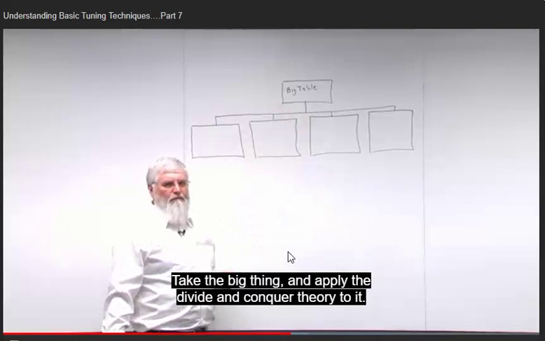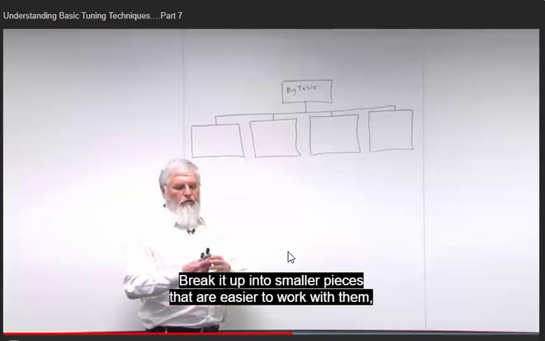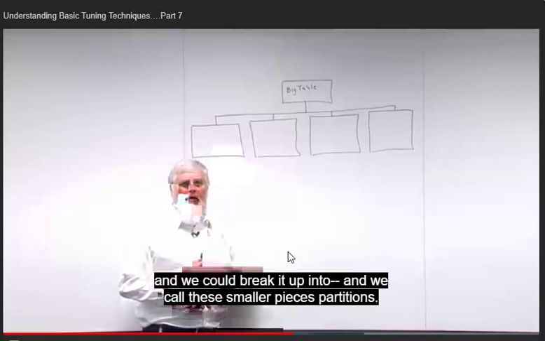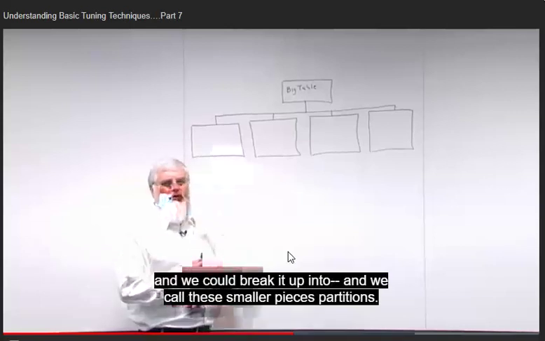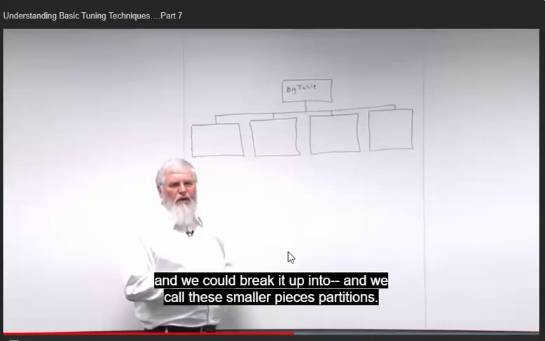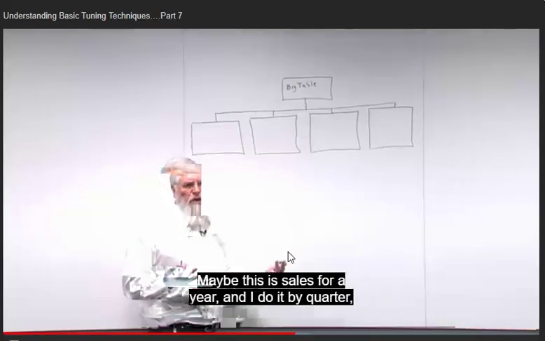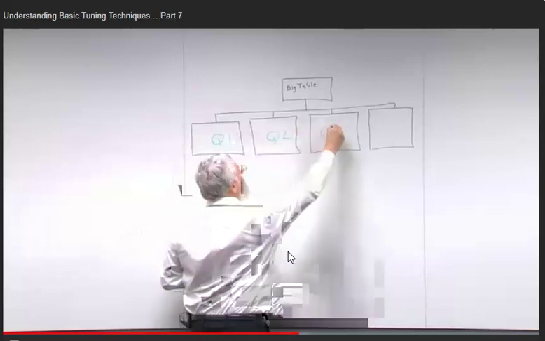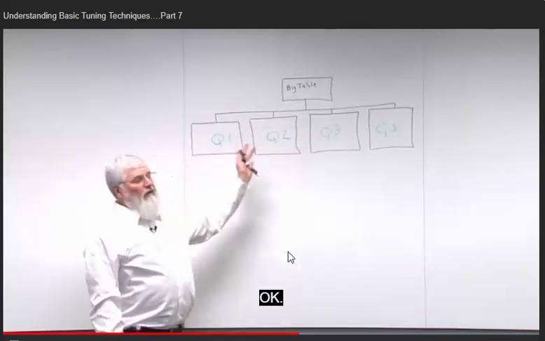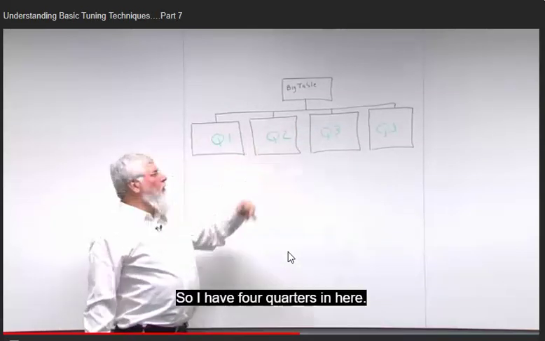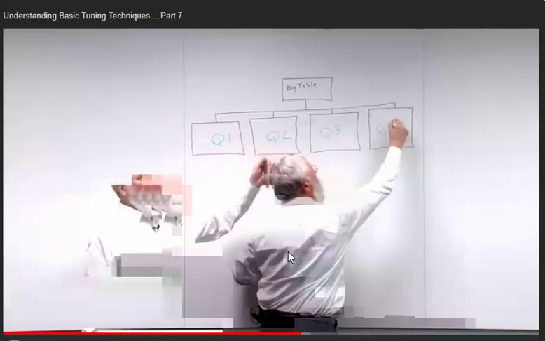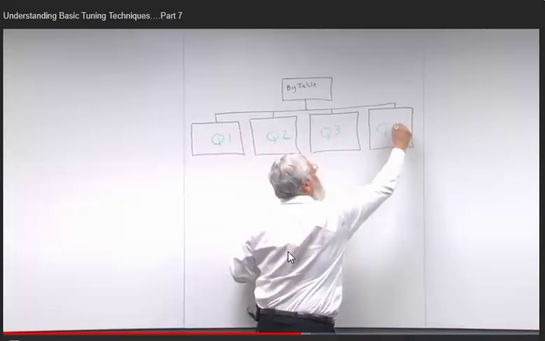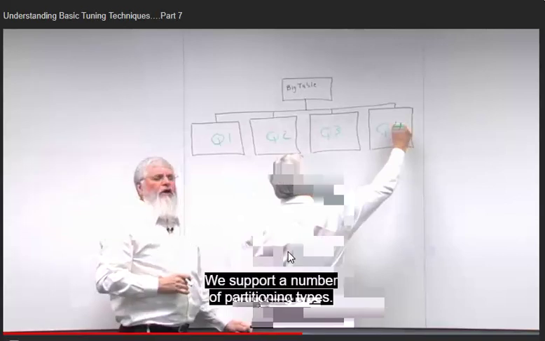Maybe this is sales for a year and I do it by quarter. So these would be my quarter names. Okay, so I have 4 quarters in a year. And these would be range partitions. We support a number of partitioning types. We support hash partitioning, list partitioning, range partitioning, then different combinations and interval partitioning.